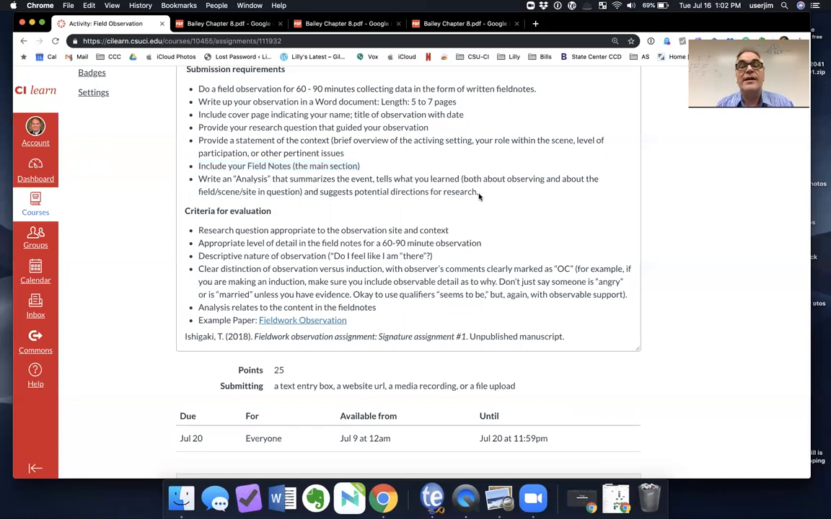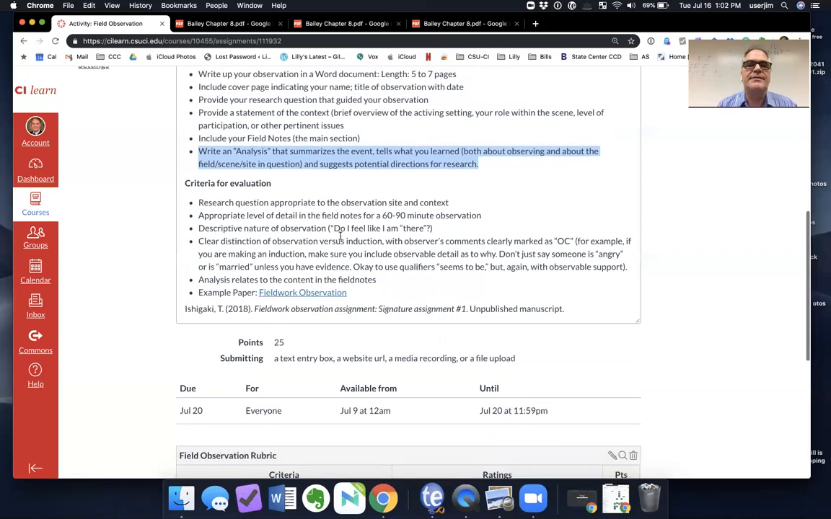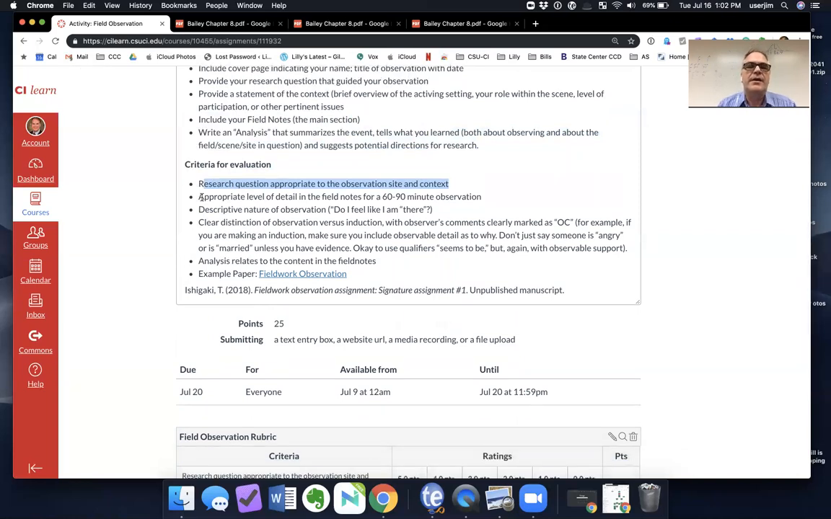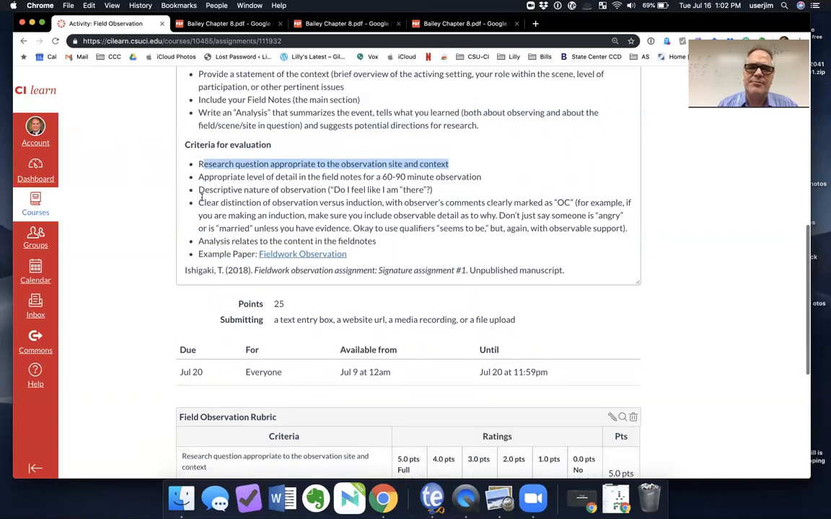Then this write-up, the analysis itself. What were your findings? What did you find? What did you learn from doing the observation? And what did the data tell you? This sort of thing. Now, I'm going to be judging it, grading it, as it were, based on: was the context and the research question appropriate? Was the level of detail appropriate?